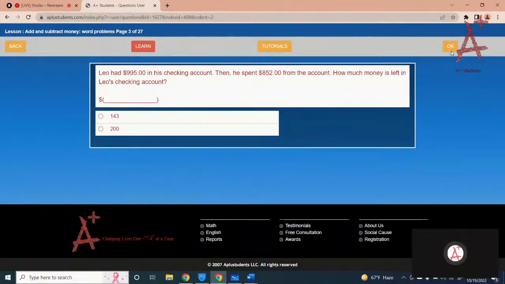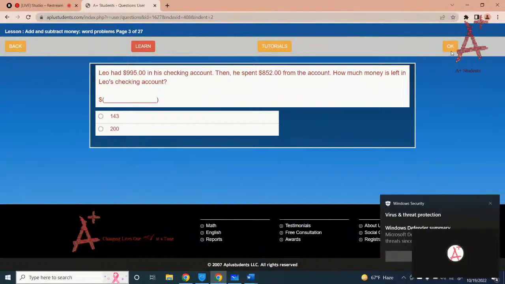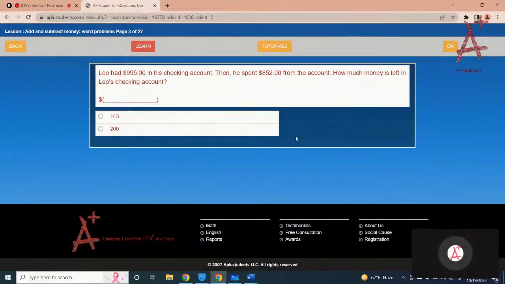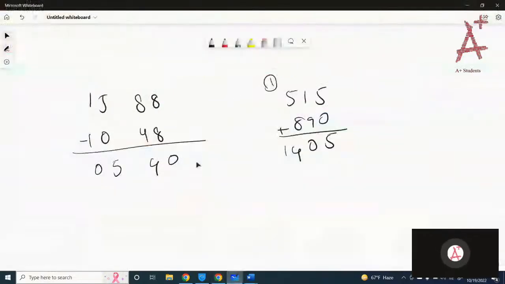Okay, Leo had $995 in his checking account. Then he spent $852 from the account. How much money is left in Leo's checking account? Got it? So you have to subtract 852 out of 995.